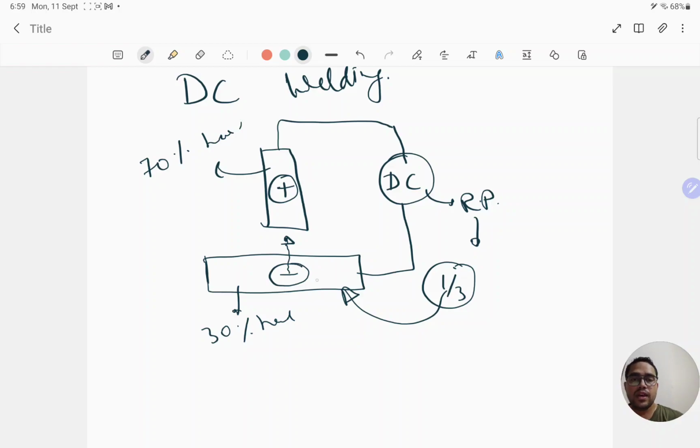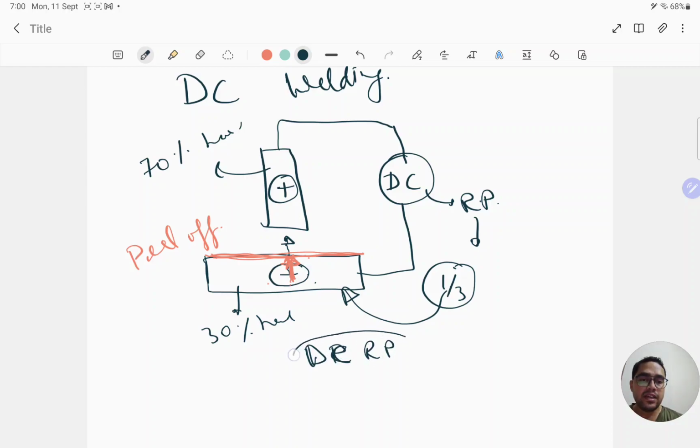So as we get the amount of heat over here, the outside surface of the aluminum oxide gets peeled off due to this, and we get the inner surface of the aluminum, and we easily weld that material. So we generally use DC supply with reverse polarity.